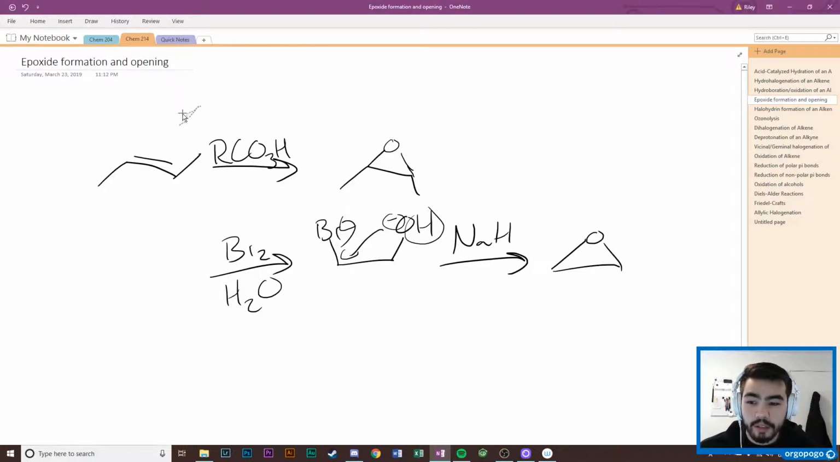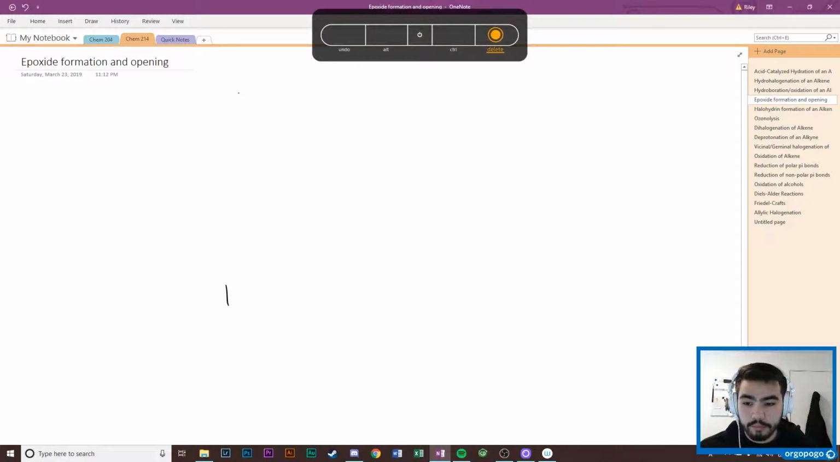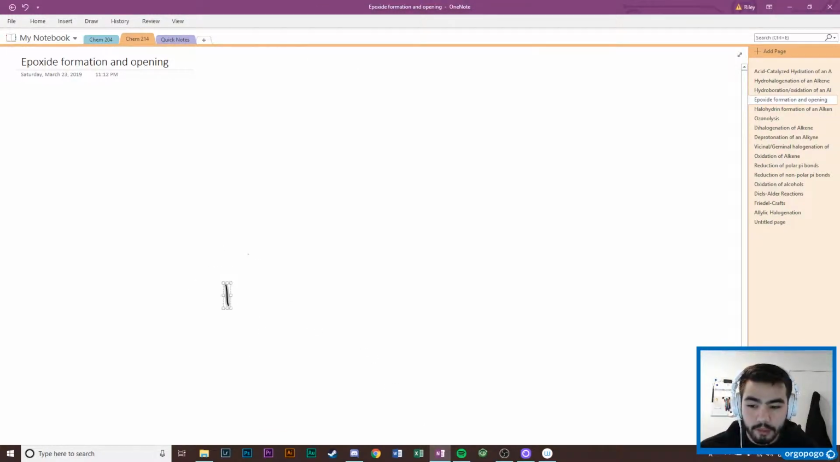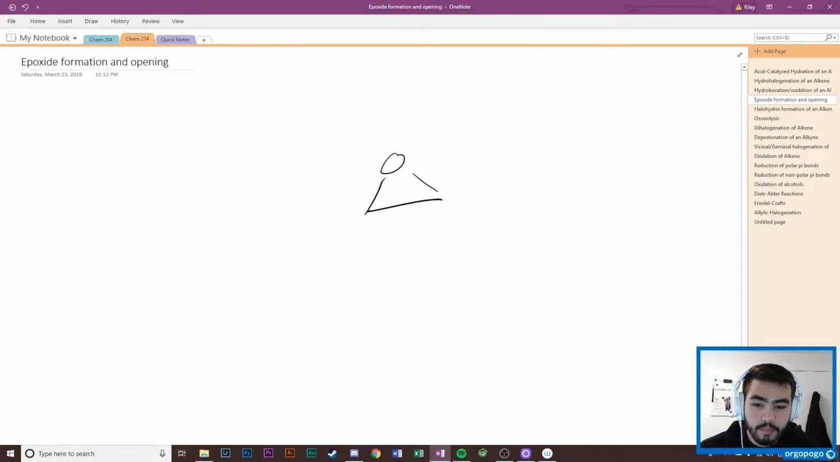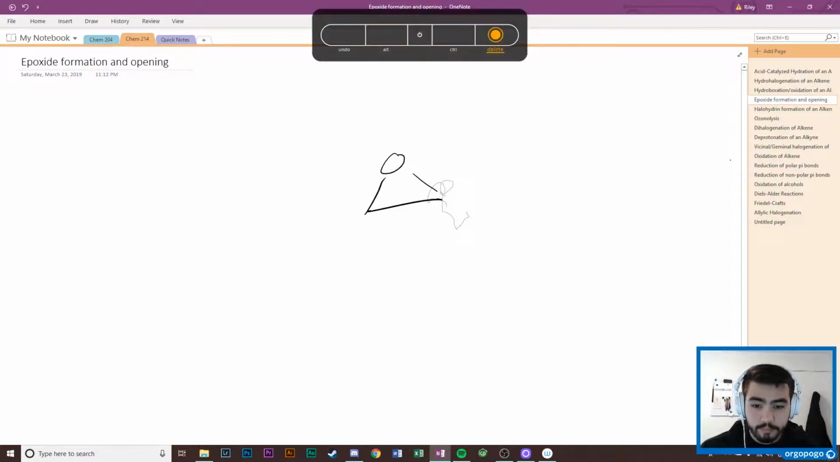To open an epoxide, I'm really bad at this. To open an epoxide, oh god. I'll just edit that out.